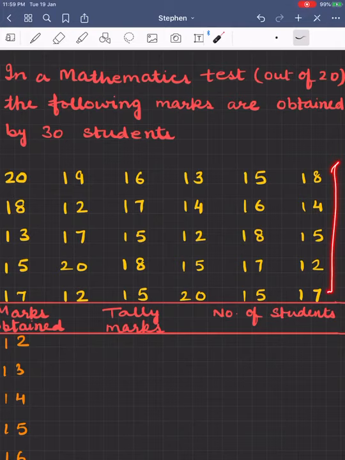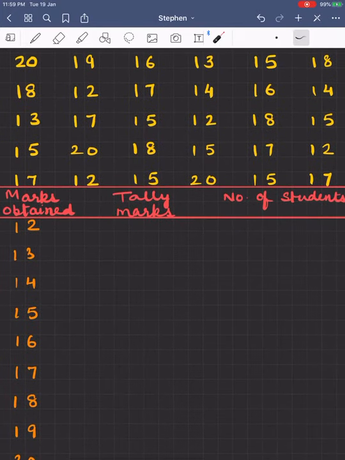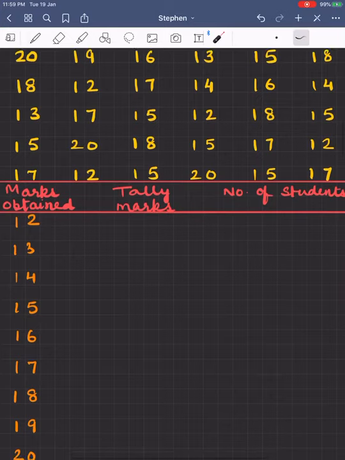To interpret this data easily, we organize it in tabular form. We make a table with 3 columns. In the first column, we arrange the given data. Here we have marks in ascending order from 12 to 20. In the second column, we put a vertical line for each observation, and such marks are called tally marks. So let's see how. Now the first observation is 20. So in front of 20, we put a vertical line or bar.